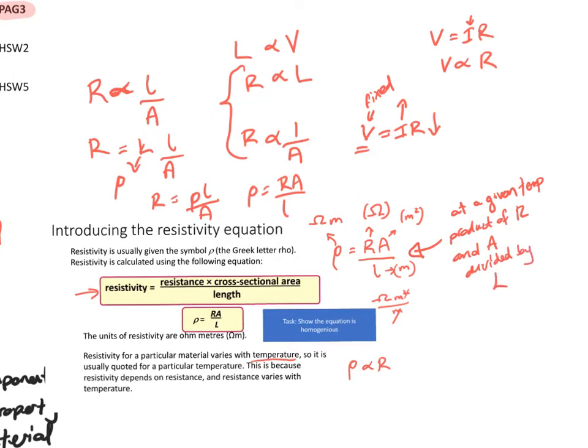So we know already that for any material, if the temperature increases, the resistance, well, for most conductors actually, the resistance increases. And since we know that resistivity is directly proportional to resistance, so does resistivity increase if the temperature increases.